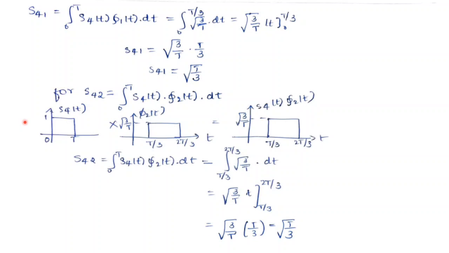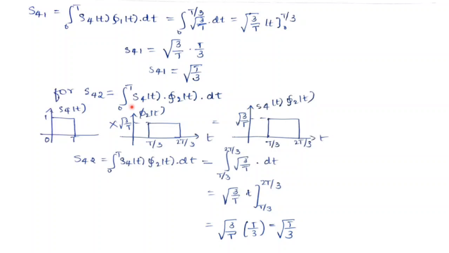Next, we have to find S41. That is the integral from 0 to T of S4 of t into phi 1 of t into dt, which equals the integral from 0 to T by 3 of root 3 by T into dt. That equals root 3 by T into t, applying the limits from 0 to T by 3. S41 is given, at last, as root of T by 3.